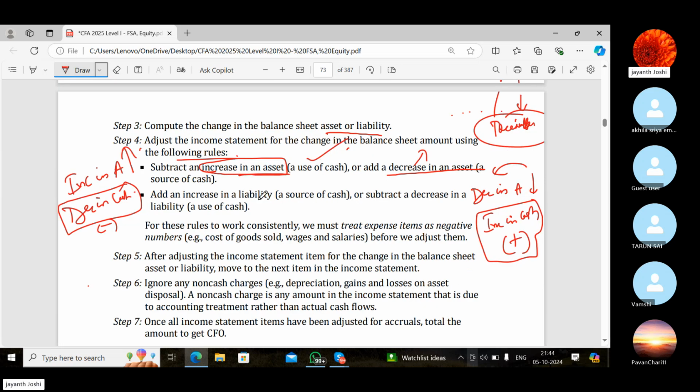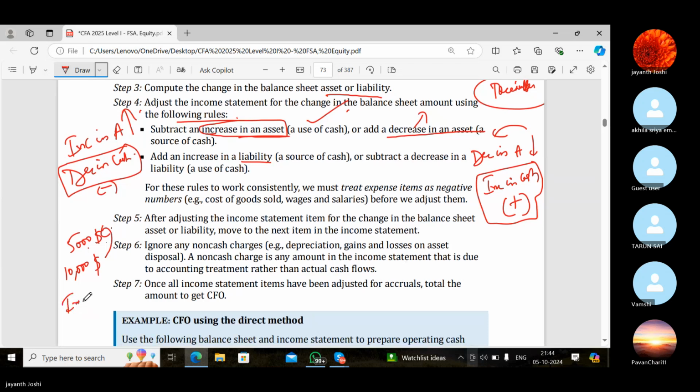Then add an increase in liability. See what happens: when there are payables of $10,000 already, and you have again purchased $5,000 worth of goods, of course you are not going to pay this 5,000 immediately. So when the liability increases, it is an increase in cash, that means the cash is not paid. And a decrease in liabilities, when you are making the payments, is a decrease in cash. So you should remember these things. Then for these rules to work consistently, we must treat expense items as negative numbers, because expenses are outflows.